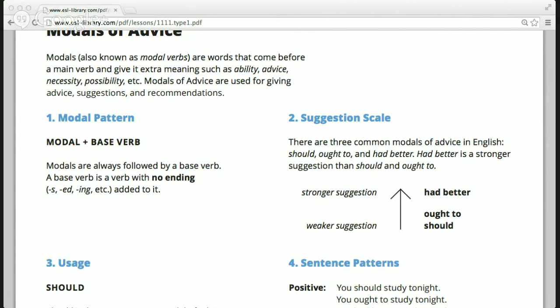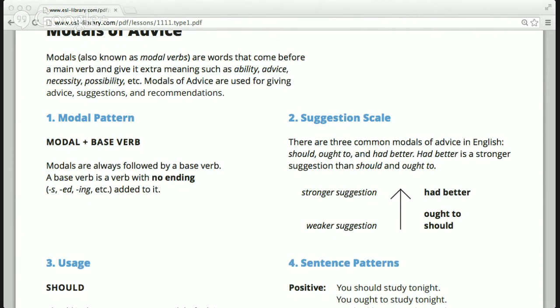All right. So when we're adding a modal, like can, or have to, or need to, the to actually belongs to the modal. It doesn't belong to the verb itself. The verb is in its base form. Here we're going to be taking a look at should, ought to, and had better. So you should see it by now. You ought to see it. But to belongs to ought. It does not belong to the verb see.